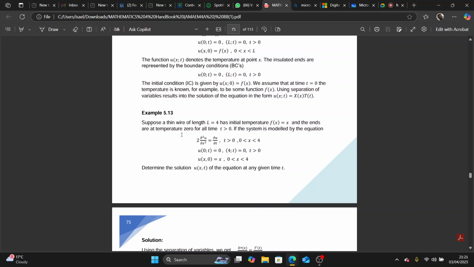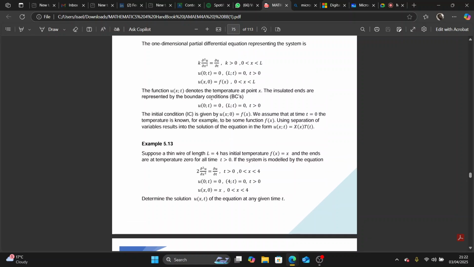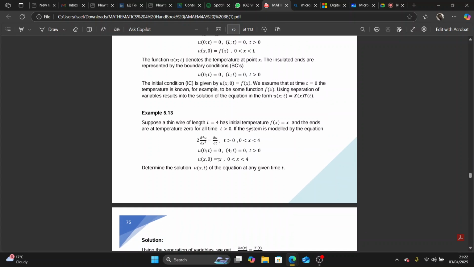And at the ends the temperature is 0 for all time t greater than 0. If the system is modeled by the equation, it is simply this condition here, t greater than 0. These are the boundary conditions as it was given here. You don't have to worry about it. You see how it is done. This is equal to the function and then this.